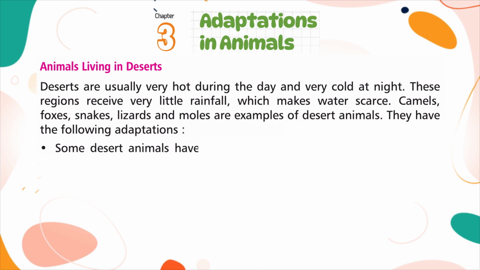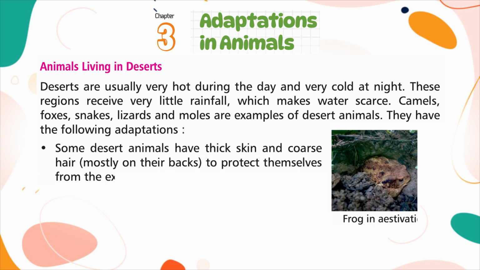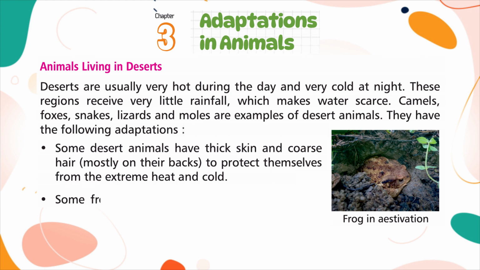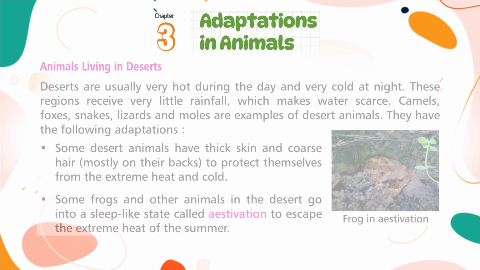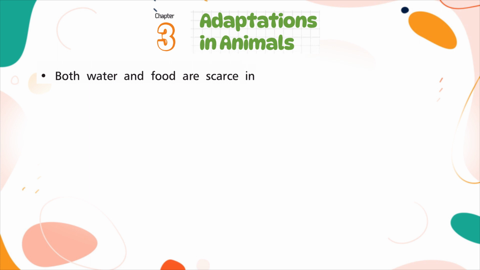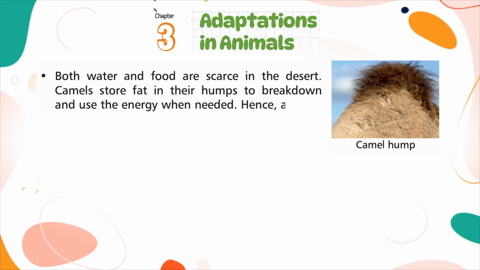Some desert animals have thick skin and coarse hair, mostly on their backs, to protect themselves from the extreme heat and cold. Some frogs and other animals in the desert go into a sleep like state called estivation to escape the extreme heat of the summer. Both water and food are scarce in the desert. Camels store fat in their humps to break down and use the energy when needed. Hence, a camel can go without food for many days.